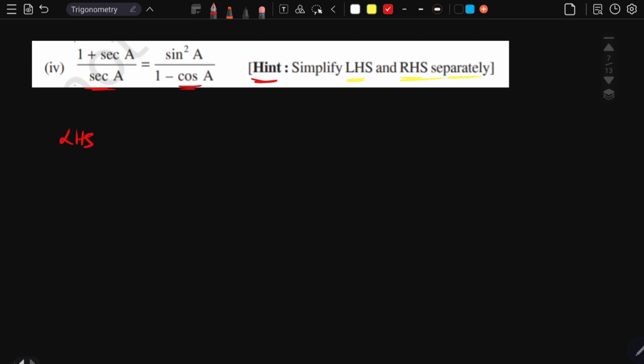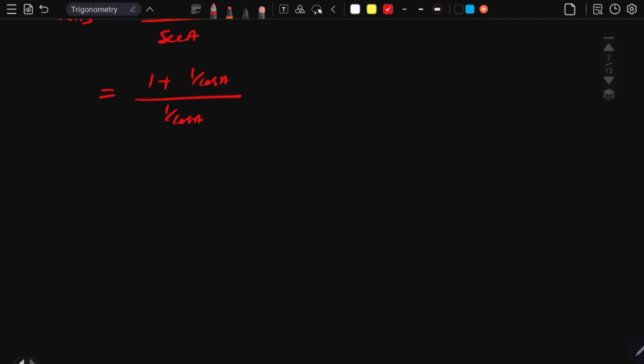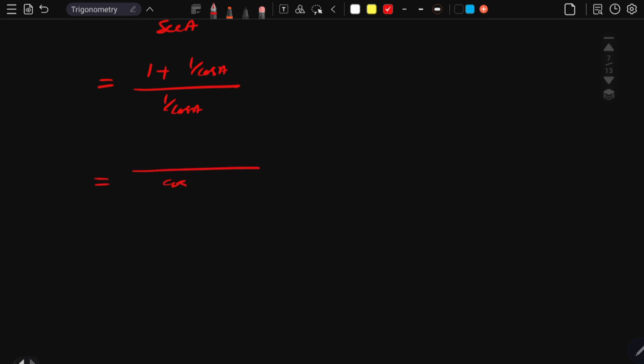Let us consider LHS is equal to 1 plus secant A divided by secant A. Secant A we can convert as 1 by cos A. So 1 plus 1 by cos A, in the denominator 1 by cos A. In the numerator take the LCM. By taking an LCM, cos A will be the LCM. Here it is 1, so multiply cos A upside, cos A plus 1, in the denominator 1 by cos A.